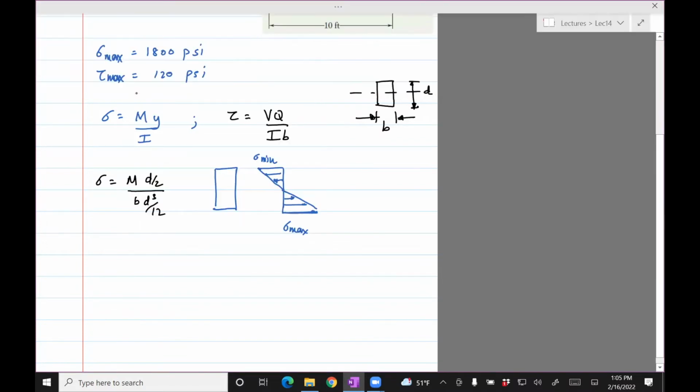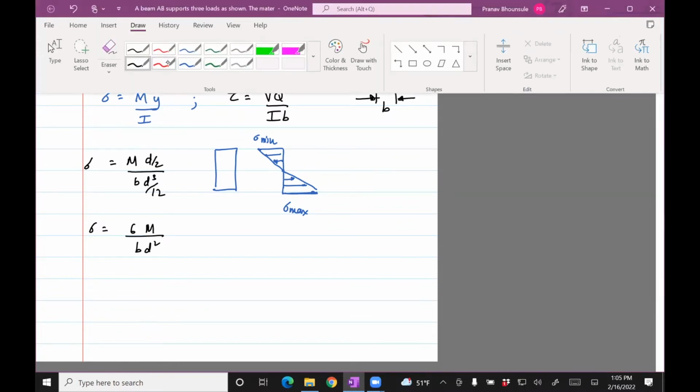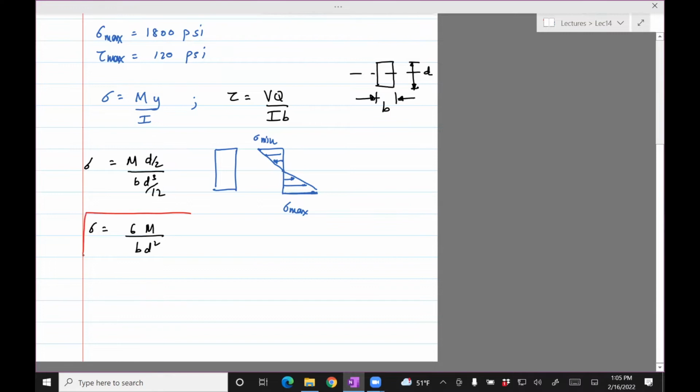Let's just keep it at sigma. Sigma equals M over, the 12 and the 6, right? So you can cancel the 12 with 6, common factor is 6, so 6M over B D squared. Okay, so that's the formula for the normal stress.